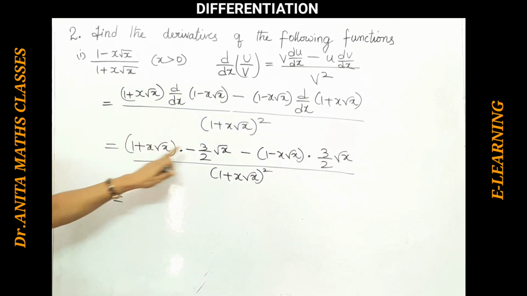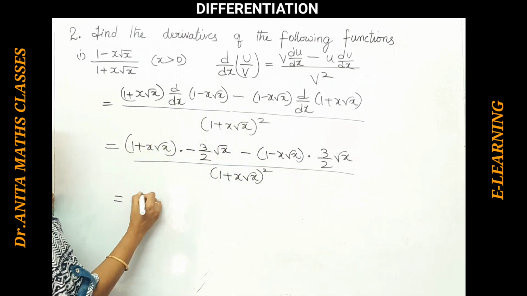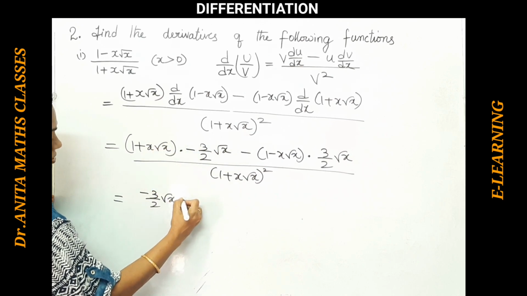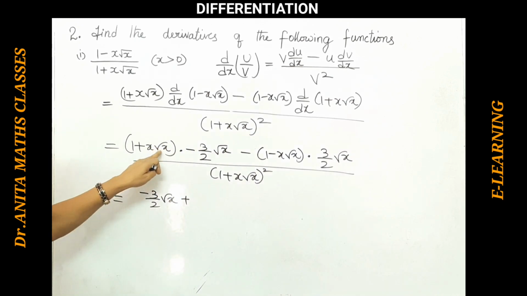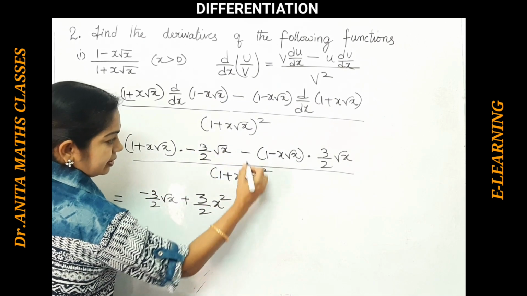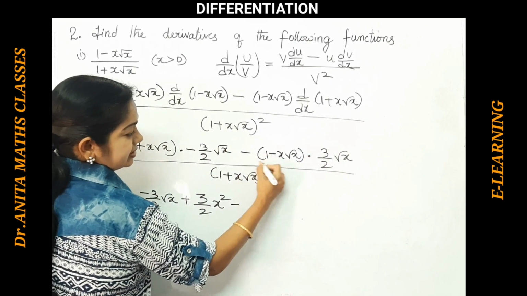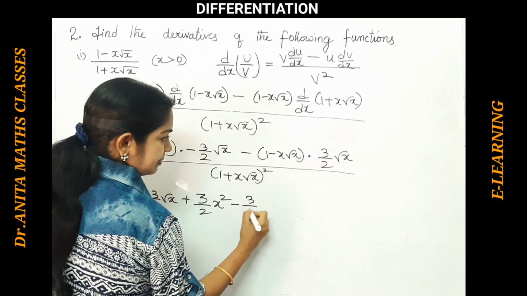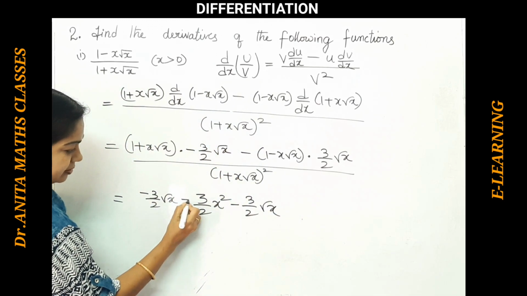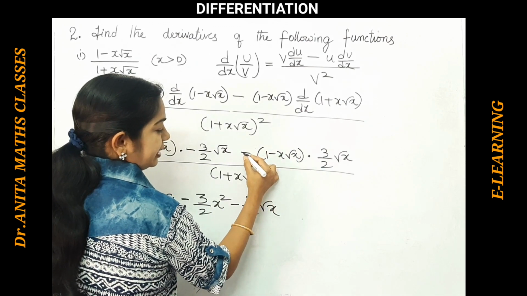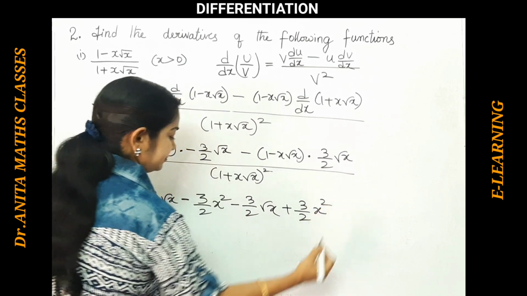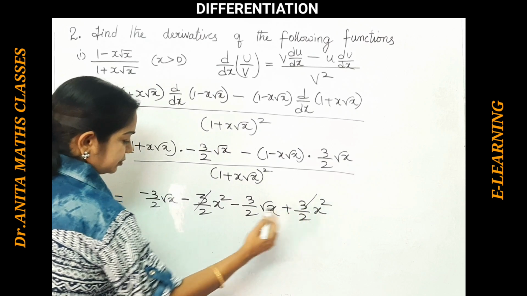Here if you open the bracket, minus 3 by 2 root x, again here it comes plus. So root x, x 3 by 2 x square, you get 3 by 2 x square. Again here, so minus 1 and here minus 3 by 2 root x. Here we have minus into, so this becomes minus. Again here minus into minus, plus. So this is plus 3 by 2 x square. Right. So minus and plus goes off here.